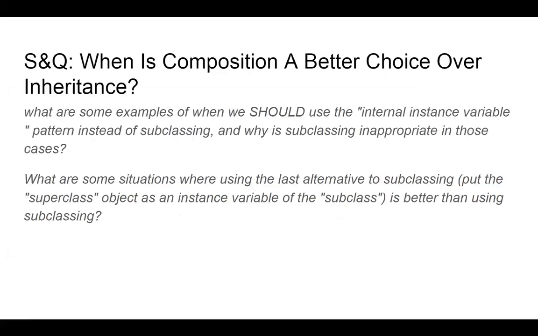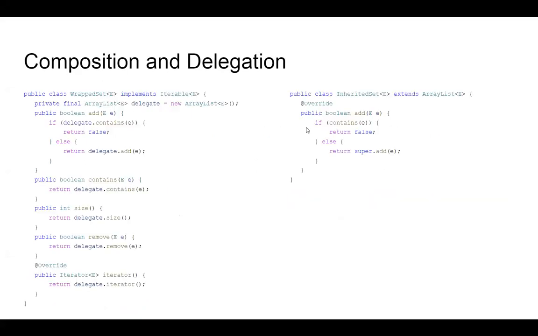We had a question on the synthesis and questions, or a couple of them. When is composition a better choice over inheritance? Just referencing when Professor Grossman was talking about when to use this pattern instead of subclassing. So let's give an example of what he's talking about.